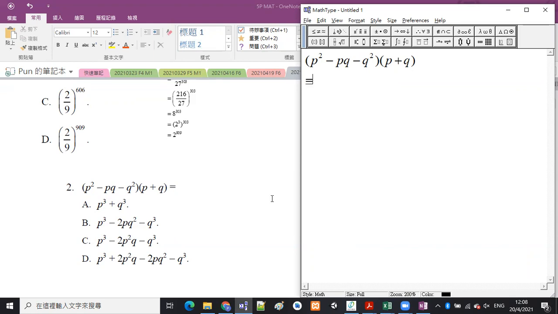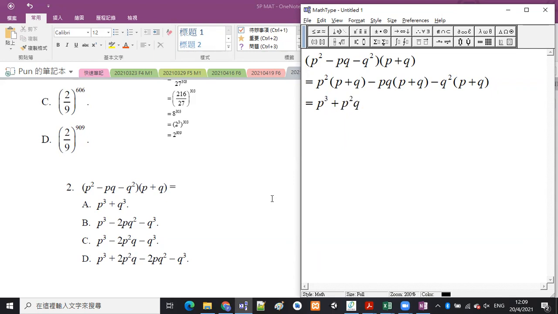So we have p squared multiplied to the p plus q, and then minus pq times p plus q, and then minus q squared times p plus q. Do you understand this step? Okay, I just expand the first bracket, and then multiply each term in the first bracket to the second bracket. And then I further expand each bracket. So multiplying the p squared to the p plus q becomes p cubed plus p squared q.